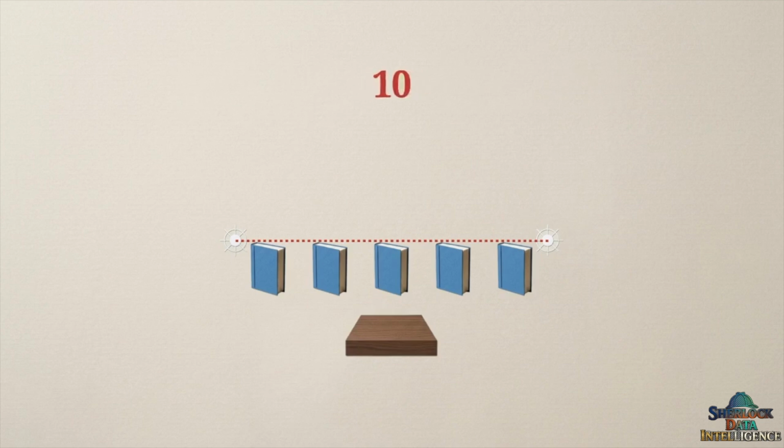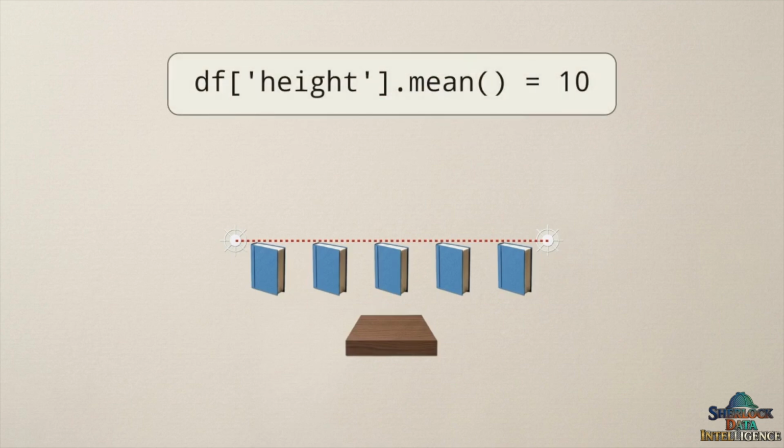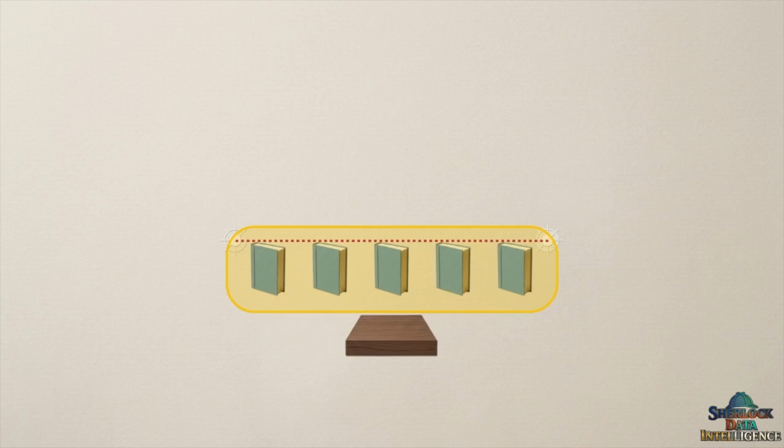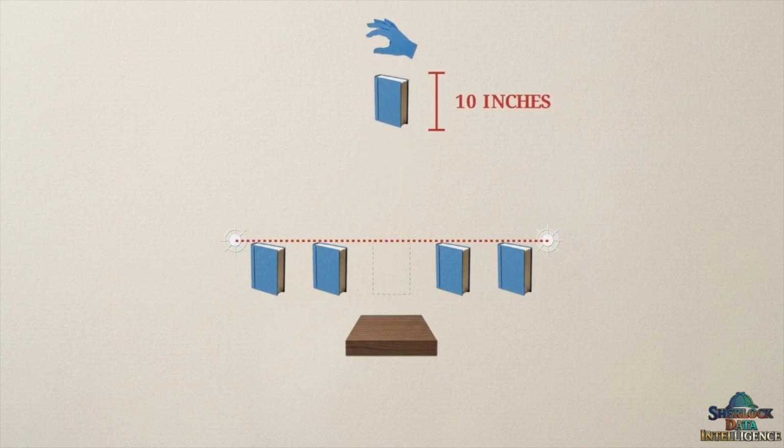Doing this in Python is straightforward. We call the mean method on our height column, outputting that exact 10. Because every single item in this dataset is identical, the mathematical mean serves as a highly reliable summary. If you pull any book off the shelf, you know it will be exactly 10 inches tall.